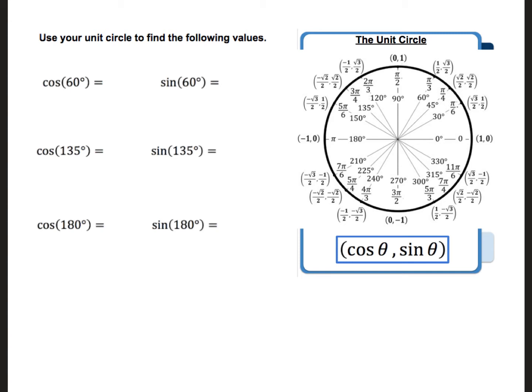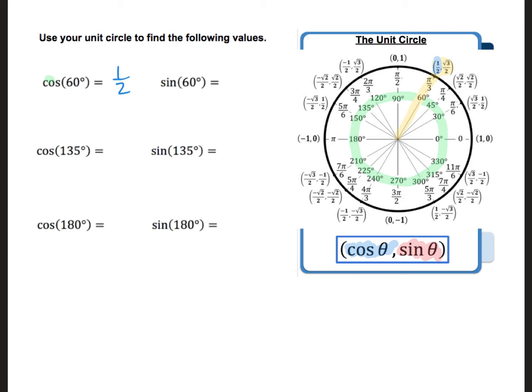So notice again that the degrees are right here on your circle. Oops, let's use a highlighter. And remember, cosine of theta is the first coordinate, and sine of theta is the second one. So for the first one, we're looking for the cosine of 60. If I look at 60 degrees, that brings me to this point here, 1/2, comma, root 3 over 2. Again, cosine is that first value, so my cosine value is going to be 1/2.